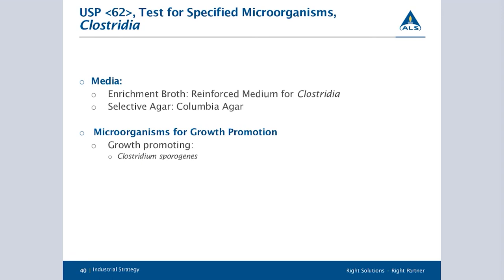So in this case, the enrichment broth is called reinforced medium for Clostridia. The broth itself, when you look at it, is slightly more viscous than TSB to allow the anaerobic condition. The selective agar in this case is Columbia agar, and the growth promoting organism is Clostridium sporogenes.